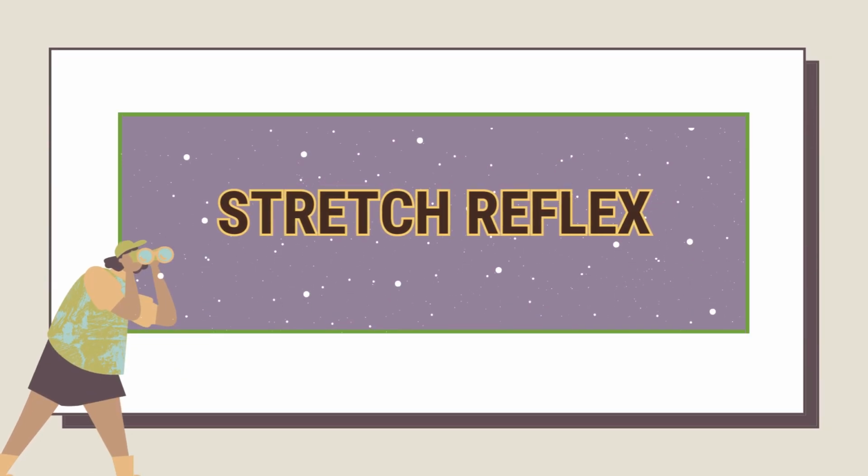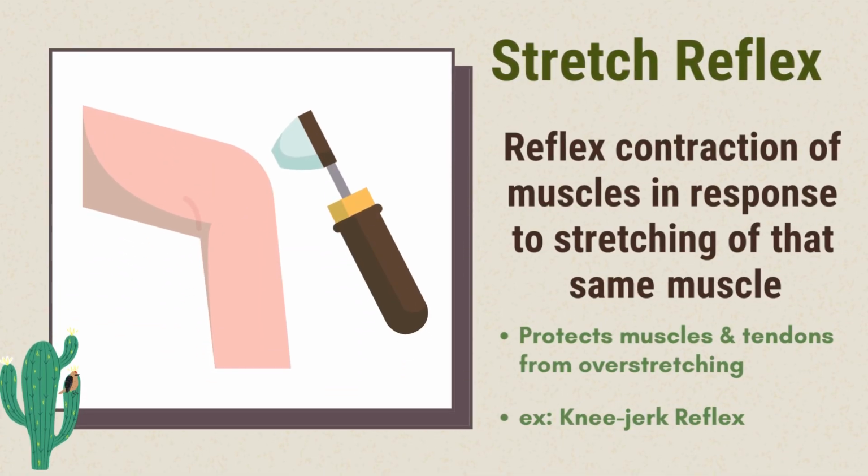Let's now investigate some specific reflexes, beginning with the stretch reflex. The simplest reflex is the stretch reflex. In this reflex, the muscles contract in response to their stretching. This may sound counterintuitive, but this reflex protects muscles and tendons from overstretching. An example of a stretch reflex is the knee jerk reflex.